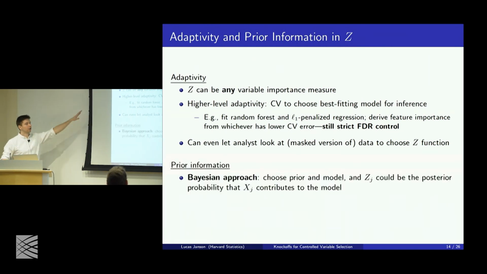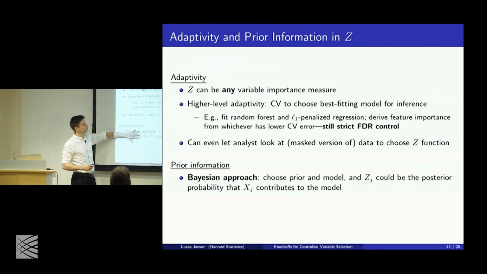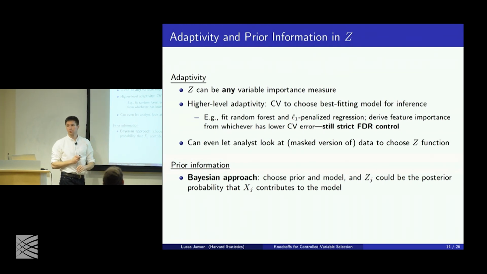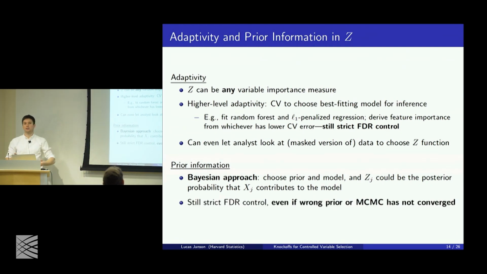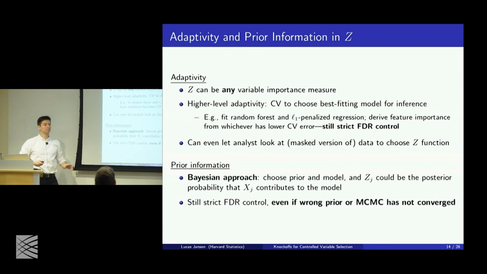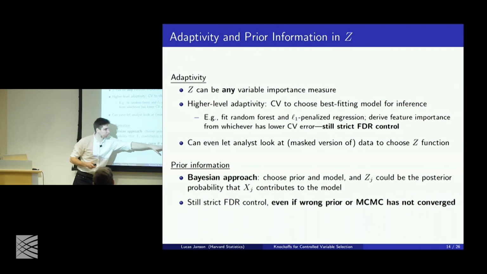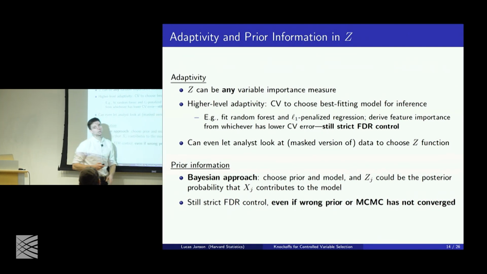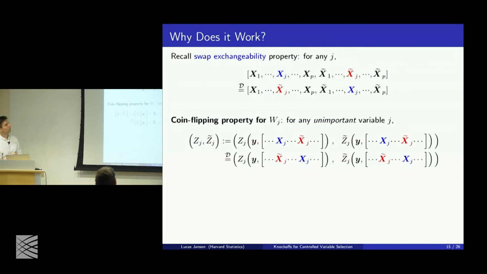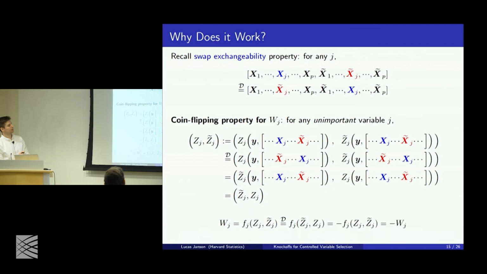All right, on the other end of the spectrum, if you know a lot, you can take, say, a Bayesian approach, where you choose a prior and a model, and you use some sort of posterior probability that X_j contributes. We still give you good FDR control, even if your prior is wrong, or even if your computational method hasn't converged; all the guarantees still hold. But to the extent that your prior gives you good information, and your computation works, you're going to have high power. This is my slide for proving that it works. I'm going to skip this.